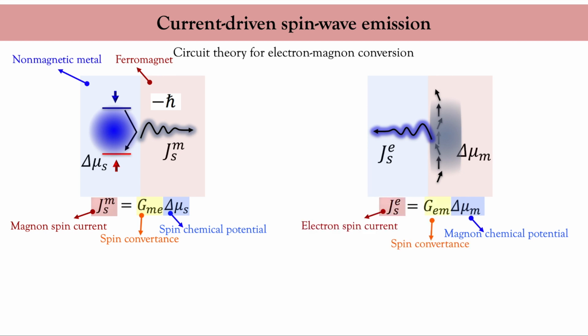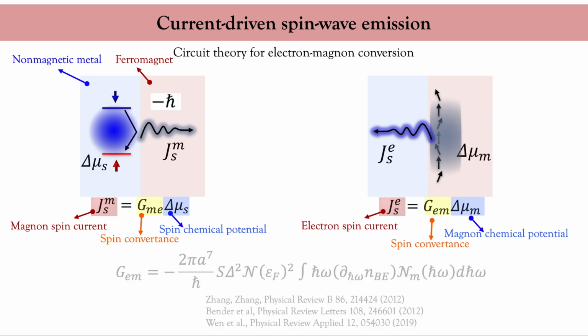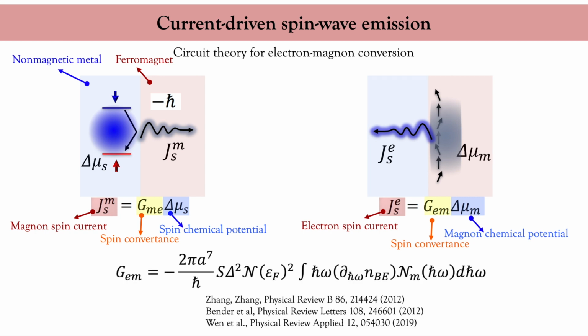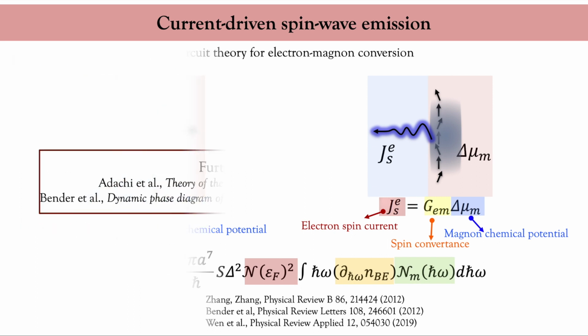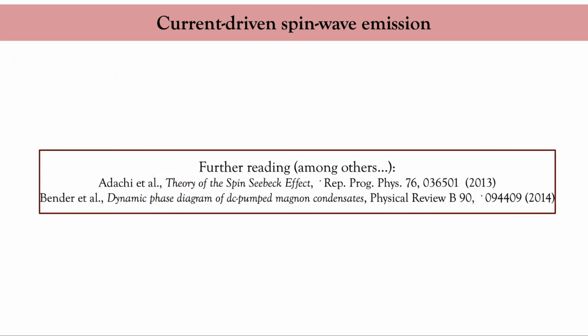For the sake of completeness, I give here the spin convertance that you can obtain by working out Fermi's golden rule. You see that it involves the electron density of states, the magnon density of states, and the energy derivative of the statistical magnon distribution. If you want to learn more about the electron-magnon spin conversion at magnetic interfaces, I encourage you to have a look at Adachi and Bender's works. They give important theoretical insights about the interaction of electron-mediated and magnon-mediated spin currents.